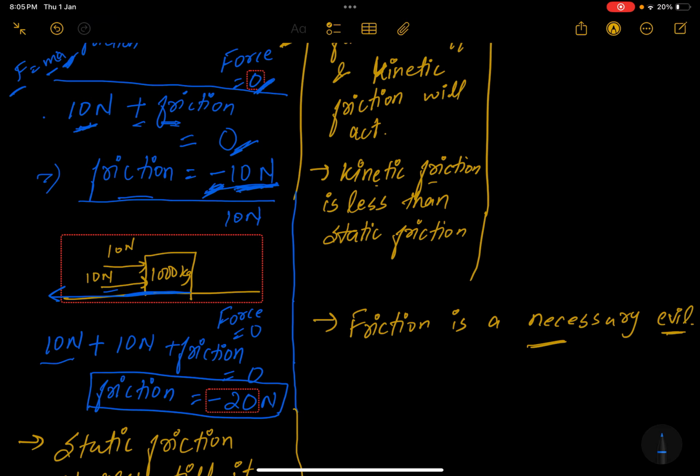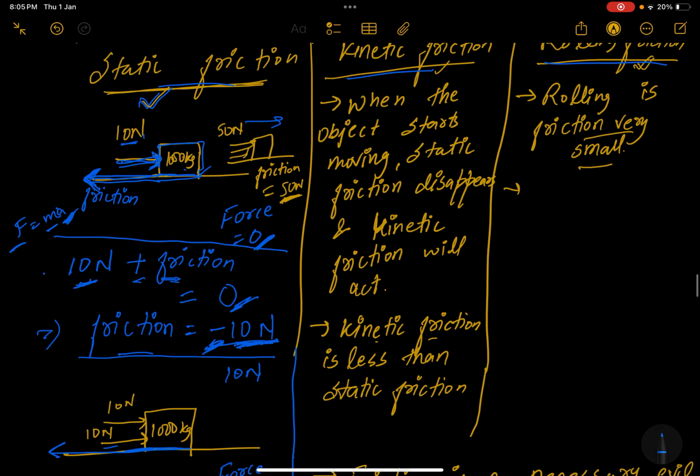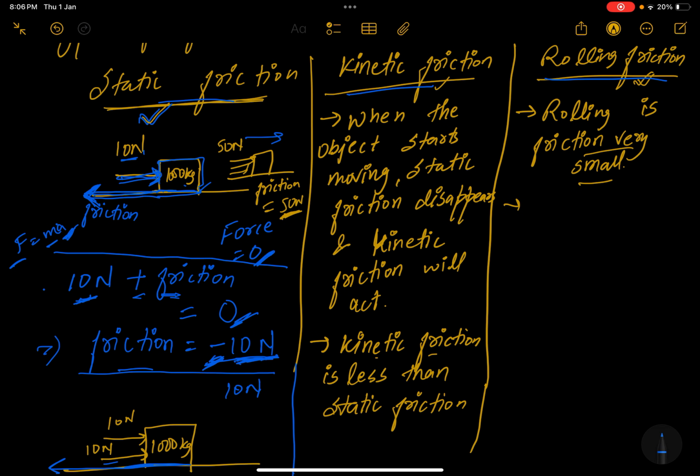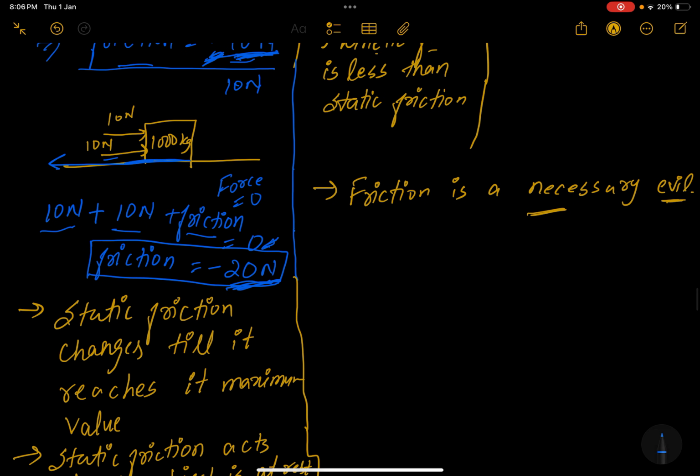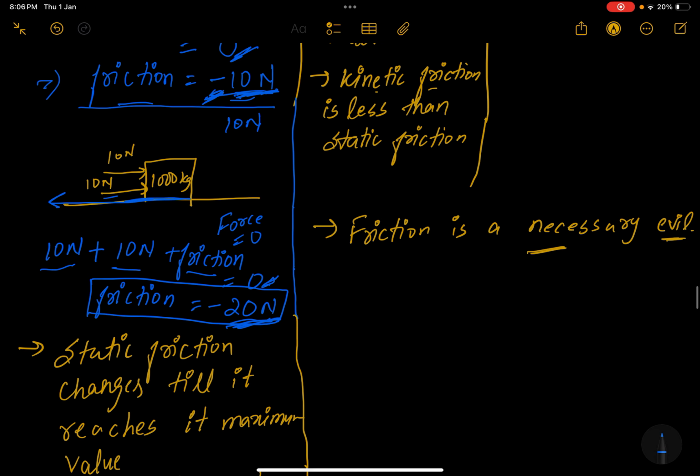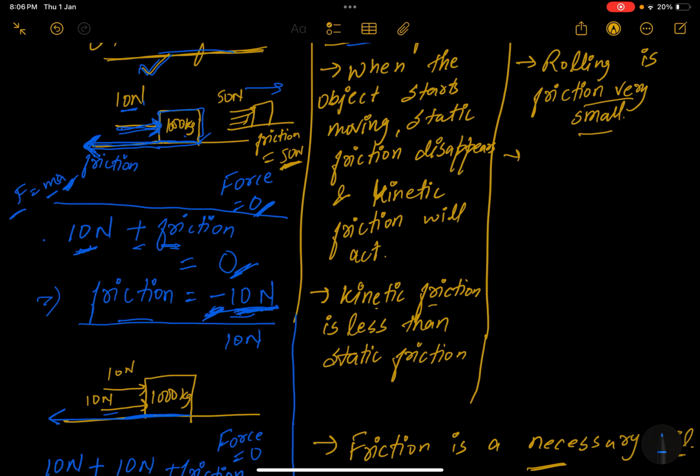So when we apply this, 10 Newton plus 10 Newton plus friction is equal to 0. Now I am getting friction value as magnitude 20 Newton. If I bring one more friend, then there is one more 10 Newton, then friction will be minus 30 Newton. So from here you can see that friction is changing. If I am here alone, it's 10 Newton. If I am bringing my friend, it becomes 20 Newton, and then I bring one more friend, it becomes 30 Newton. So we can see that friction is changing.